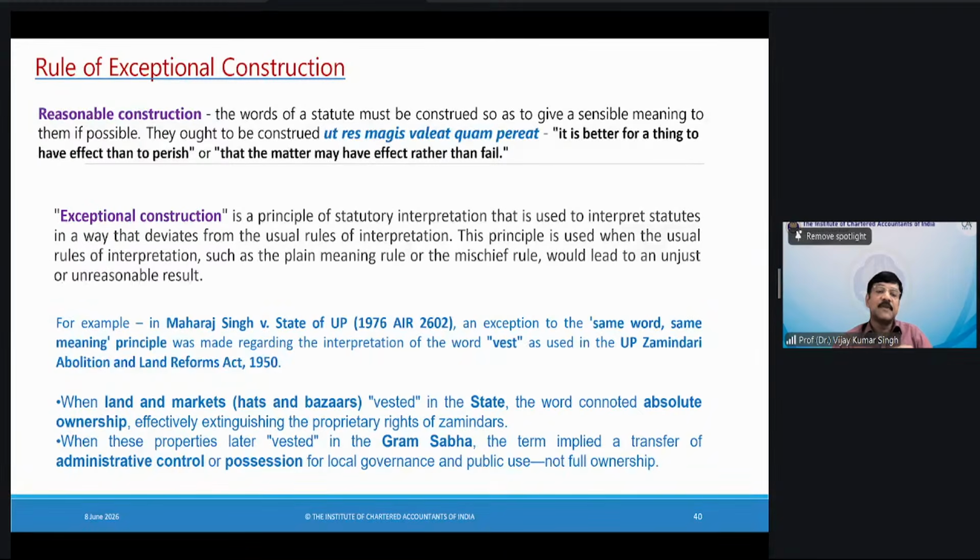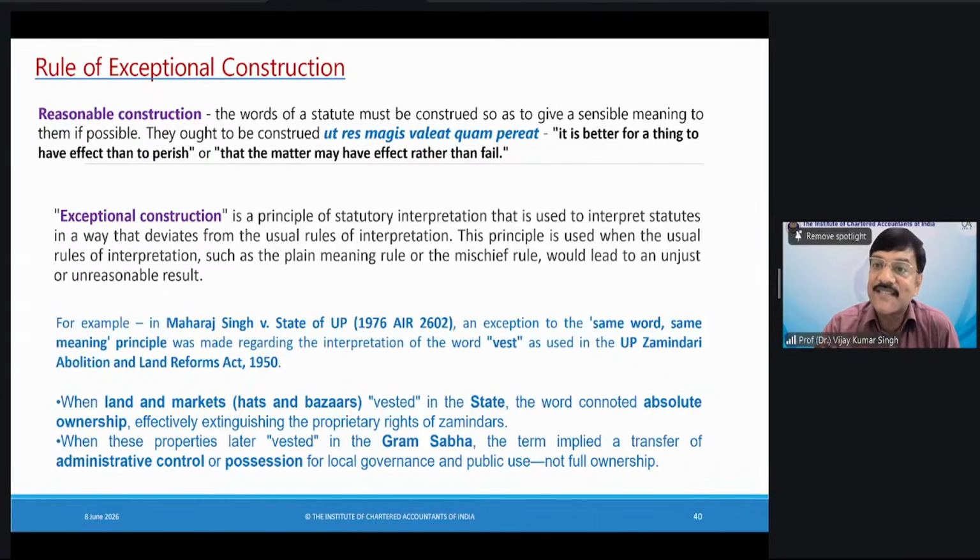Let us look at an example. In Maharaja Singh versus State of UP, an exception to the same word, same meaning principle was made regarding the interpretation of the word vested as used in the UP Zamindari Abolition Land Reforms Act. When land and markets, haats and bazaars vested in the state, the word connoted absolute ownership. Whereas when it vested in the Gram Sabha, the term implied a transfer of administrative control or possession for local governance and not full ownership. So you see, the term vested was differently interpreted in the case of State and Gram Sabha.